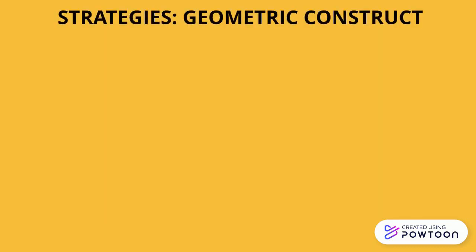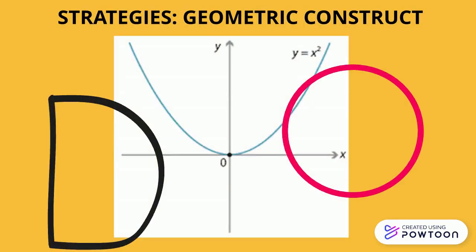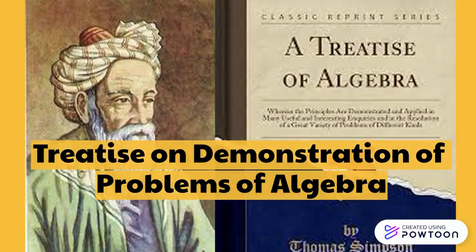Omar Khayyam provided strategies to solve this cubic equation using geometric constructs by locating the intersection of hyperbolas, parabolas, circles, and semicircles. This is also written in his most well-known mathematical work, Treatise on Demonstration of Problems of Algebra, as said by Vali Siadat in his paper.